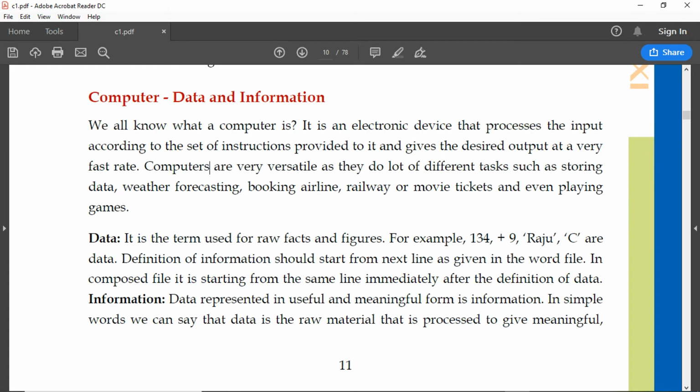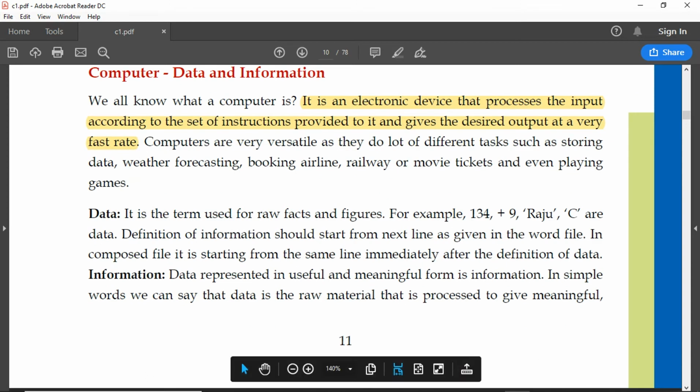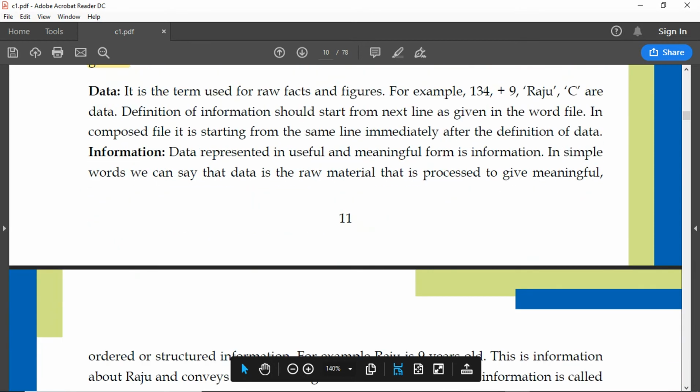Computer, data and information. We all know what a computer is. It is an electronic device that processes the input according to the set of instructions provided to it and gives the desired output at a very fast rate. Computers are very versatile as they do a lot of different tasks such as storing data, weather forecasting, booking airline, railway or movie tickets, and even playing games. Data is the term used for raw facts and figures. For example, 134 plus 9, RAU, CR.